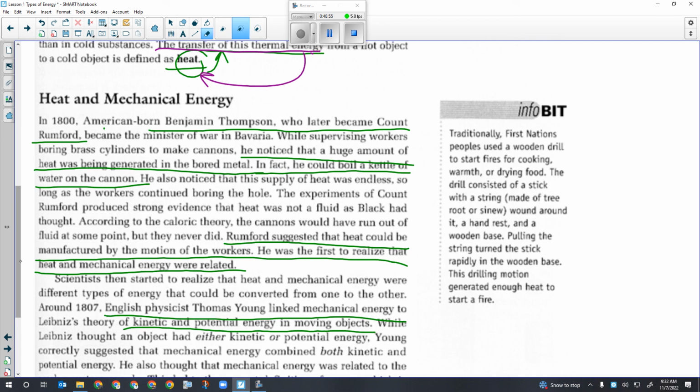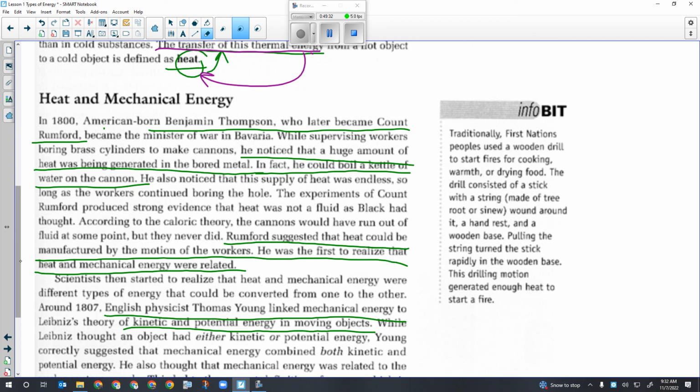So in 1800, Benjamin Thompson, who for some reason changed his name to Count Rumford, don't ask me why, moved to Bavaria and became the Minister of War. Now, the job apparently of the Minister of War is to supervise the construction of cannons. What he observed was his workers were boring out these lumps of metal. That's how you make a cannon. Basically, you have a big drill and you bore out a big lump of metal.